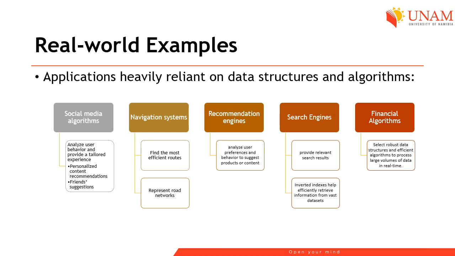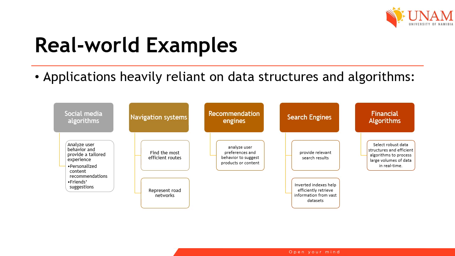Example 2 is of navigation systems, where we have GPS navigation systems that rely heavily on the use of algorithms to find the most efficient route from one point to the other. So the data structure that can be used in this case is a graph data structure to represent, for example, a road network. Then you can use an algorithm such as Dijkstra's algorithm to employ optimal path finding.